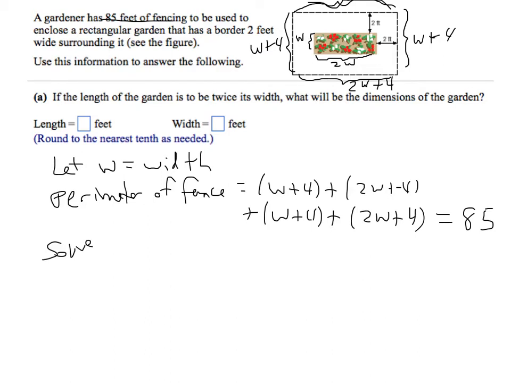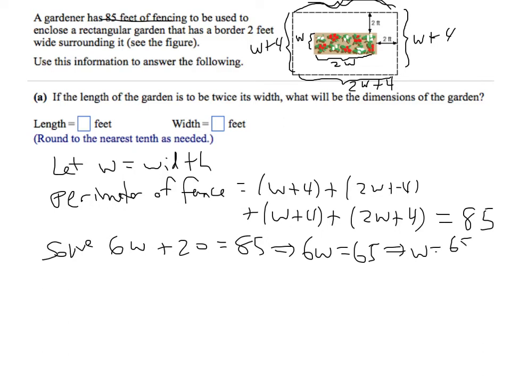I'll simplify the left-hand side, just collect like terms. Altogether, you'll find 6W plus 20 on the left-hand side, and the right-hand side is 85. I'm just rewriting this equation by simplifying the left-hand side. So subtract 20 from both sides. I'll have 6W is 65, and so W is 65 over 6, whatever that is. So back in my picture, that's that dimension, 65 sixths.